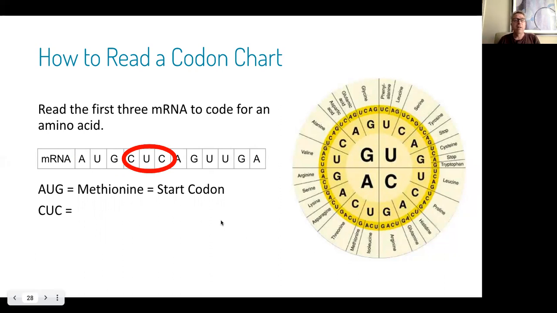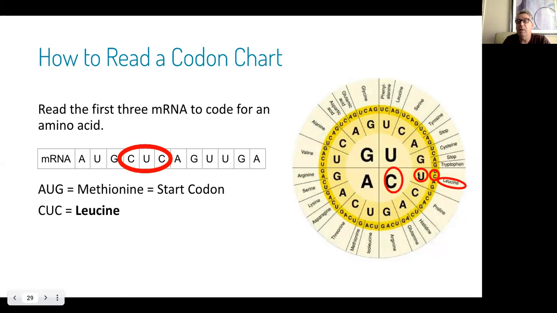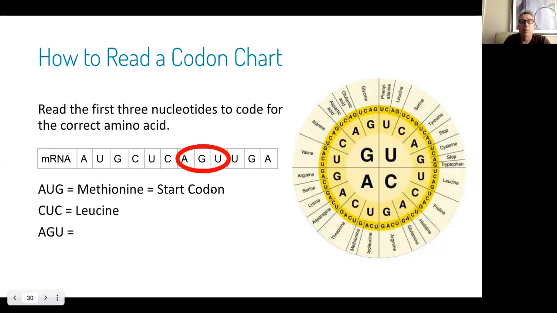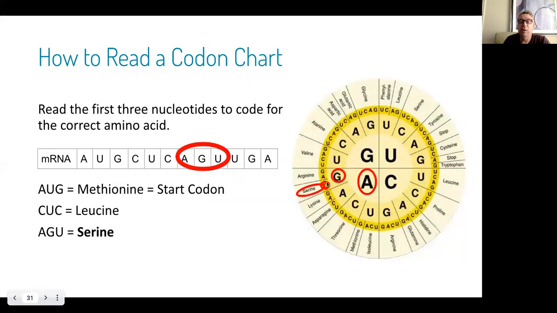All right. Our next is CUC. So maybe if you can, pause the video and see if you can find out what CUC is. And I know sometimes these words are hard to pronounce, but that's okay. So did you get leucine? CUC, leucine. All right, so what's next? AGU. What is AGU? Serine. Did you guys get serine, AGU?